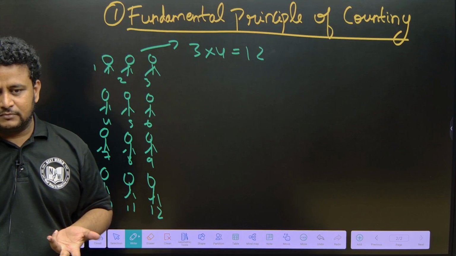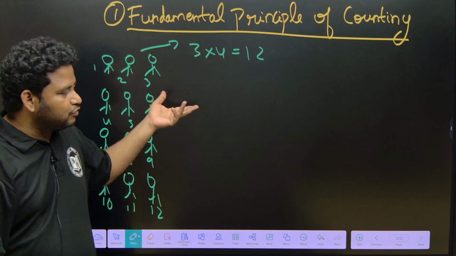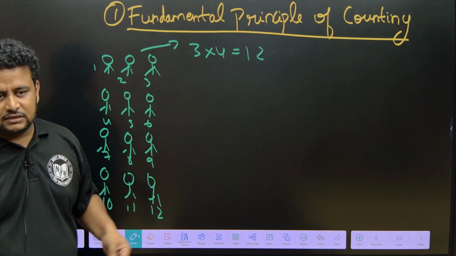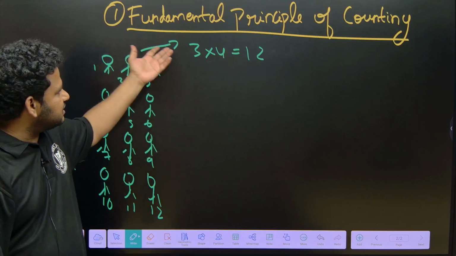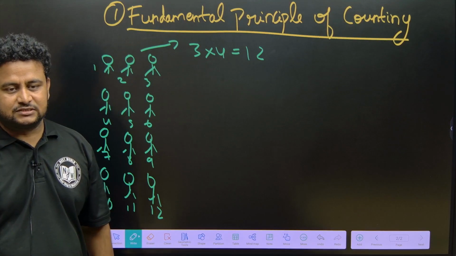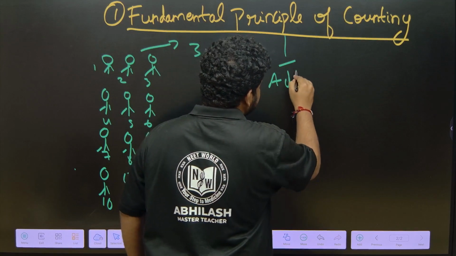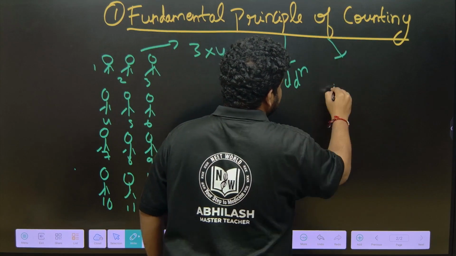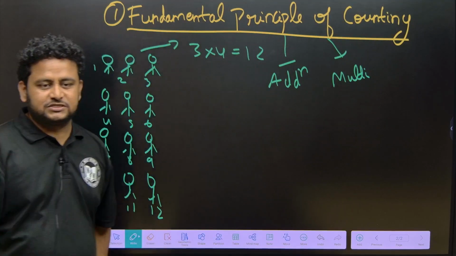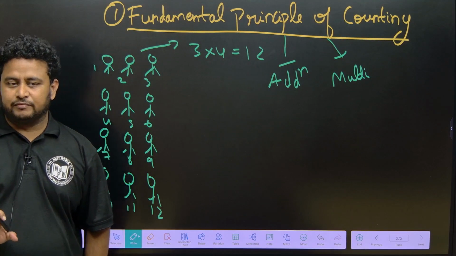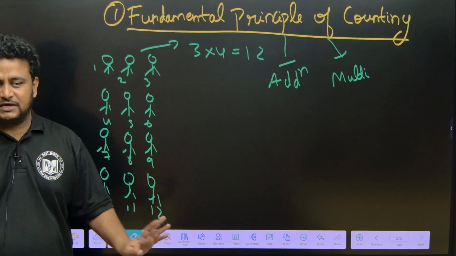That's all. This way of counting is called fundamental principle of counting. So 3 4s are 12. This logic which we are using unknowingly comes under fundamental principle of counting. Here there are 2 rules or principles, addition principle and multiplication principle. What are they? I am not going to tell you now, but at the end of the class you will understand what they are.